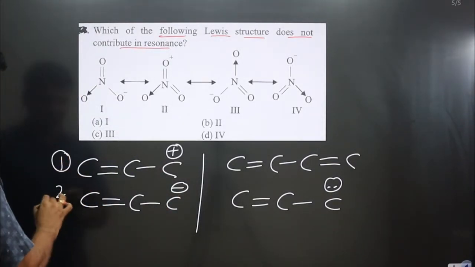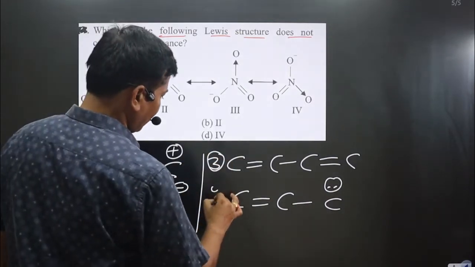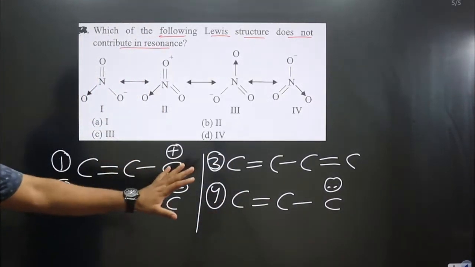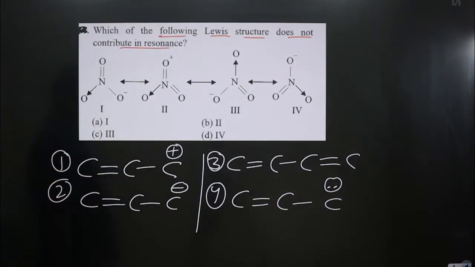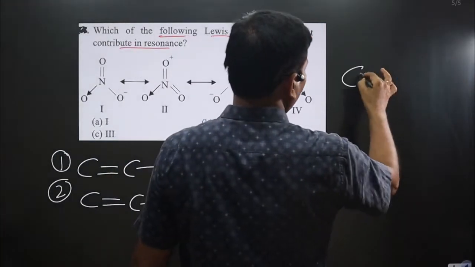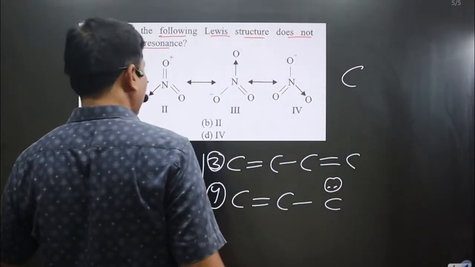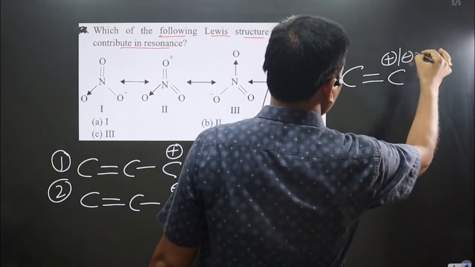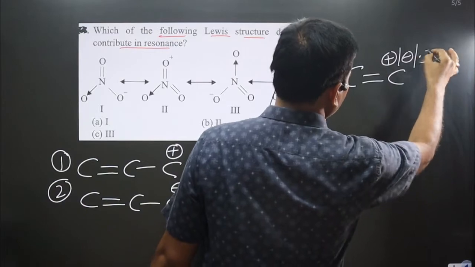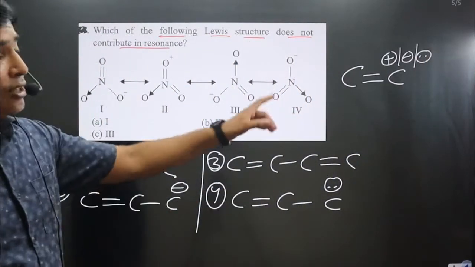First case, second case, third case, and this is the fourth case. So if this situation is there, we can identify that a conjugated system is there, then resonance will be possible. But in case we have a double bond and immediately a positive charge, a negative charge, or a lone pair, then in this case there is no resonance.